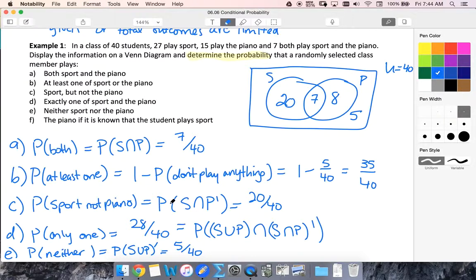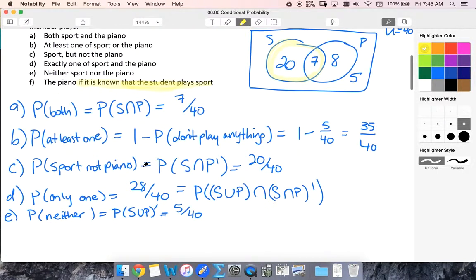The piano, if it is known that the student plays sport. Here, we have limited the possibilities. So if we know that the student plays sports, that's only this circle. So this is conditional probability. We've put on a condition that we know the student plays sports.